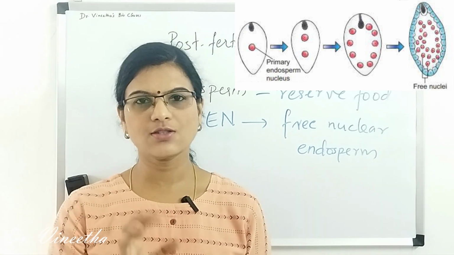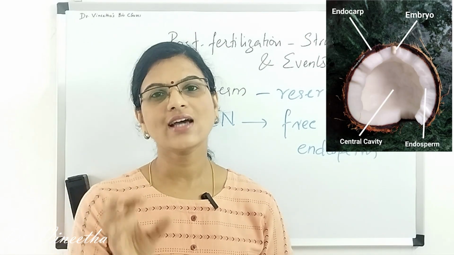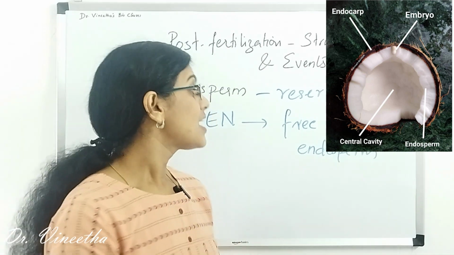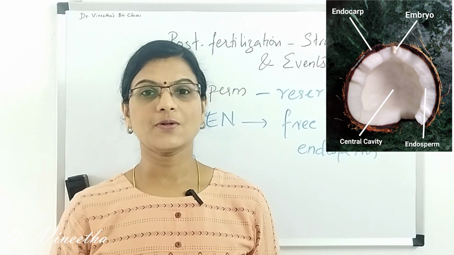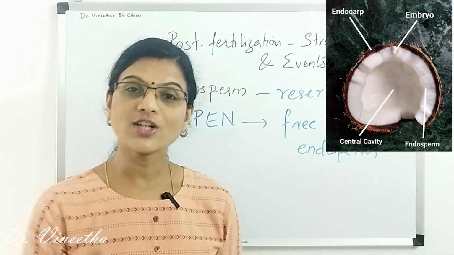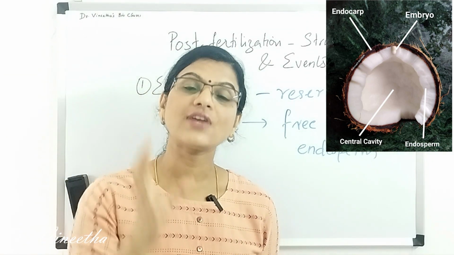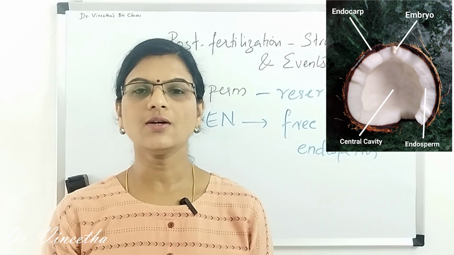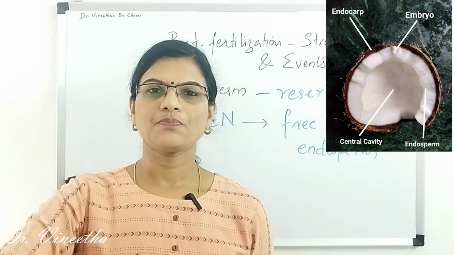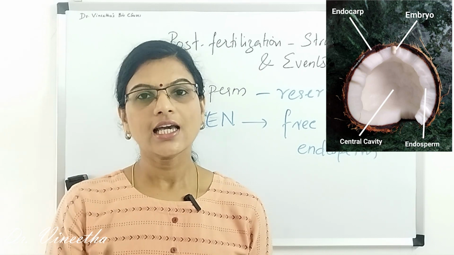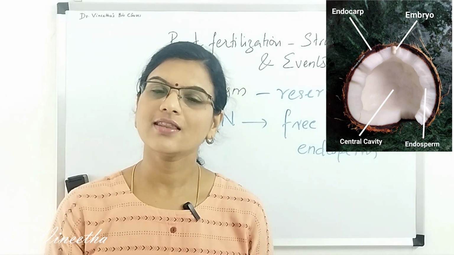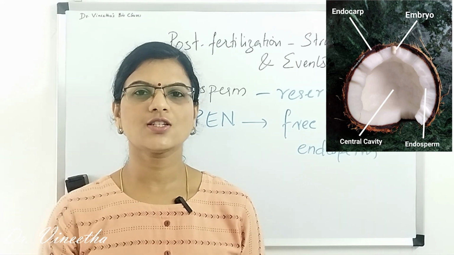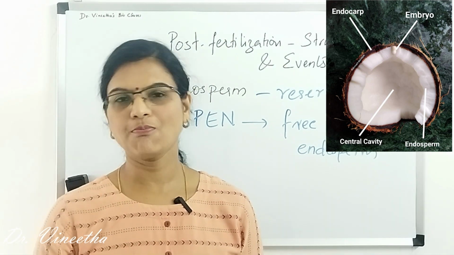For example, in the case of coconut, you know that coconut has water inside it, right? And that water is actually the free nuclear endosperm. Okay, so the water in the coconut is the free nuclear endosperm, and outer to this water is the endosperm. The white kernel in the coconut is actually the endosperm, and this kernel gives nourishment to the developing embryo.